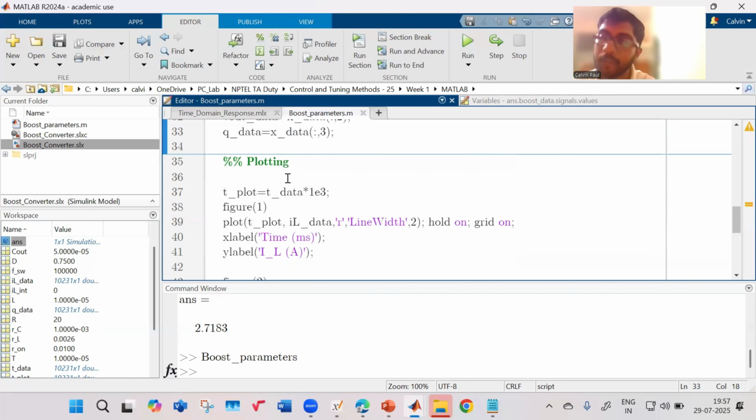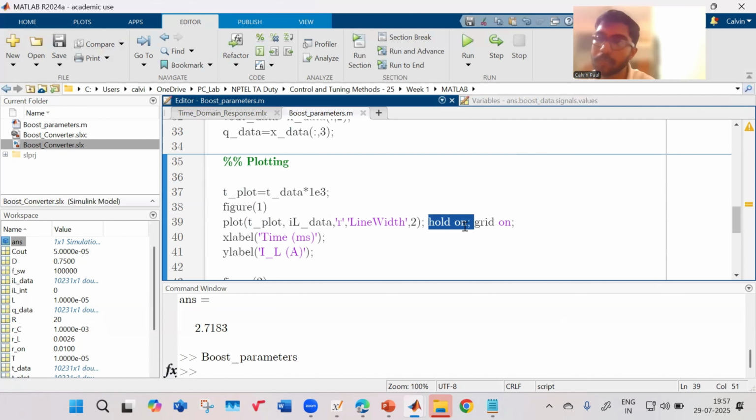Now, I will plot those variables. One thing is the data is in very small time, so I want to convert it into milliseconds. I don't want to plot it in seconds. That is why I multiply it by 1000. In the figure, I plot time on the x-axis and the signal on the y-axis. I'm using red color, and the line width is 2, which makes it more thick. So this is what I've used.